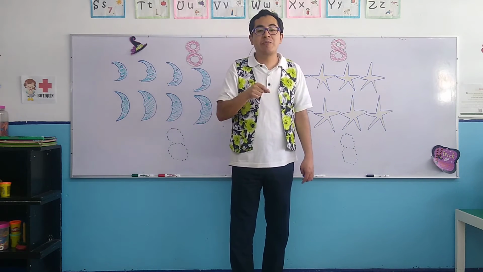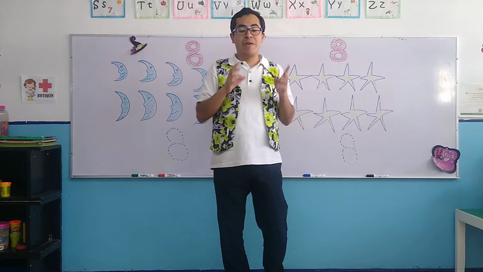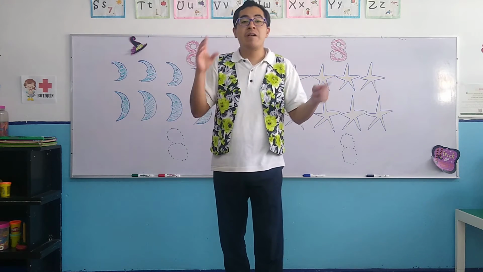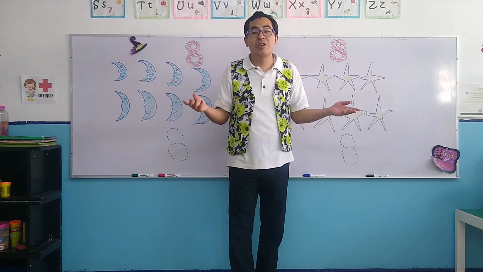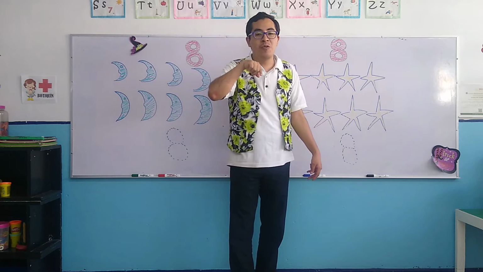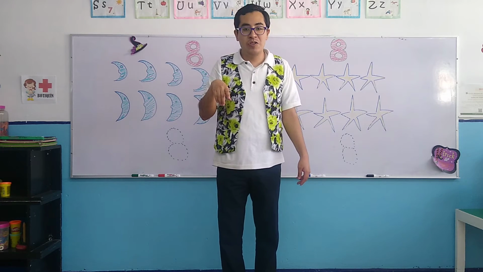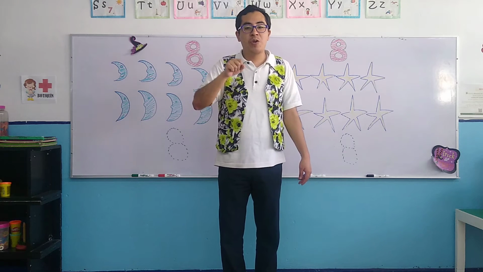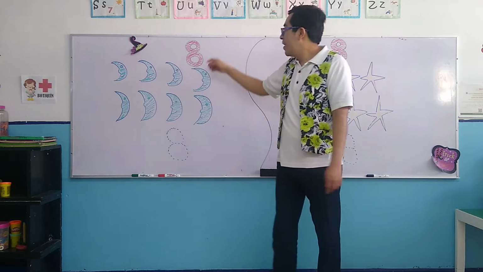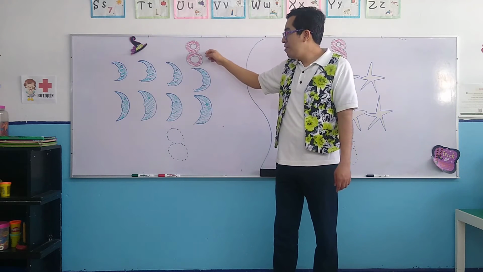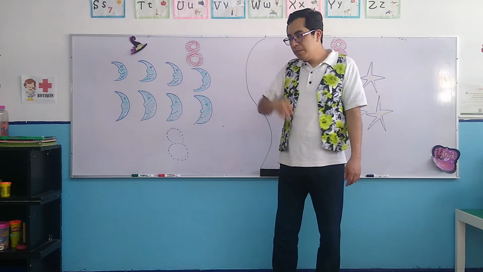Then number 8, which is the new number, remember, that looks like Olaf from the movie Frozen, okay? And Olaf is, of course, a snowman. Un hombre de nieve, okay? And snowman have two circles, one up and one down, okay? So that number 8 appears here in color red.